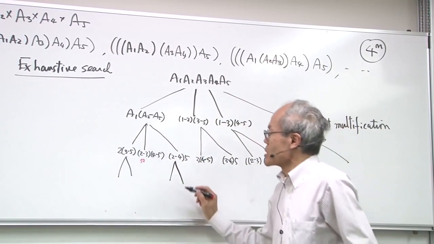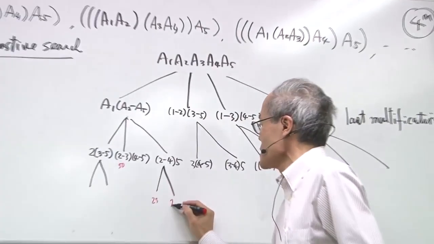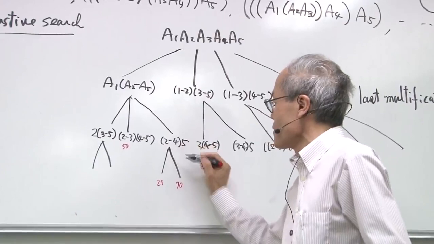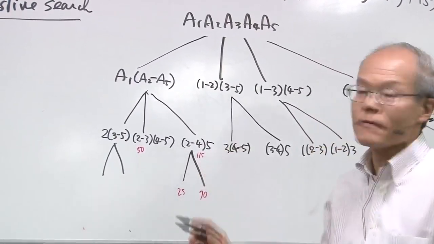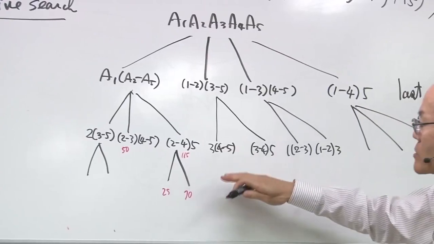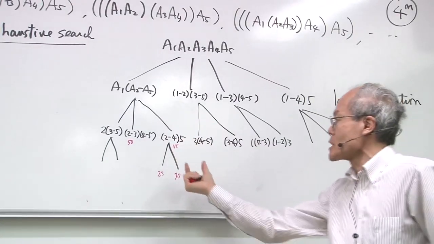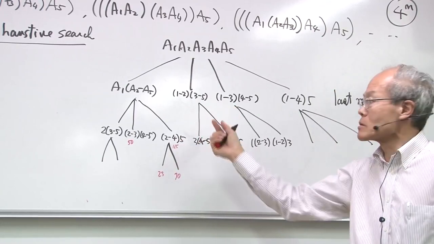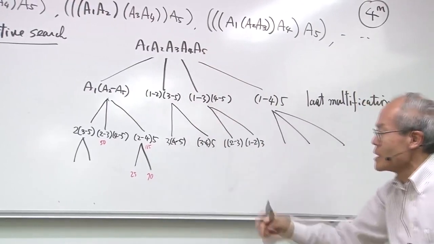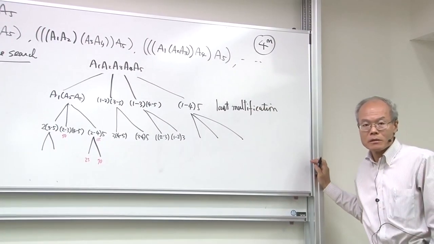So again, you can get this 25 and 70, and then this 2 to 4 is maybe, I don't know, 115, and so on and so forth. So you can get those from the bottom to the top. So you can select the best order, like this. So you can complete this search tree. Then you can obtain the best order.